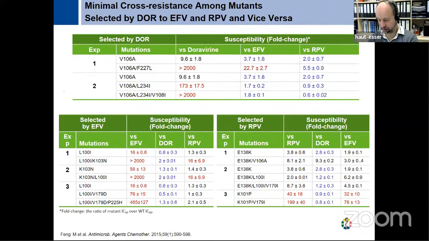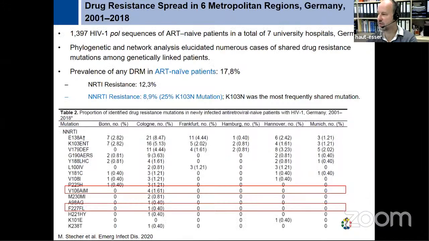I will show some data on this question later on. So we have a different chemical structure and perhaps a different resistance profile. In Germany, we have different studies where we look for primary mutations in treatment-naive patients. In this study from 7 university hospitals in Germany, we see 17.8% of patients with drug resistance mutations.